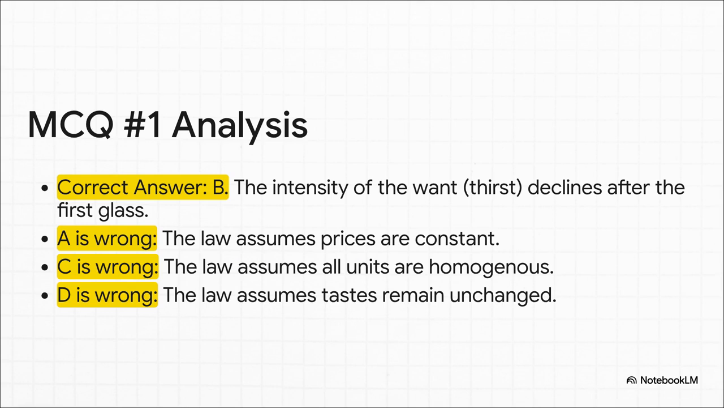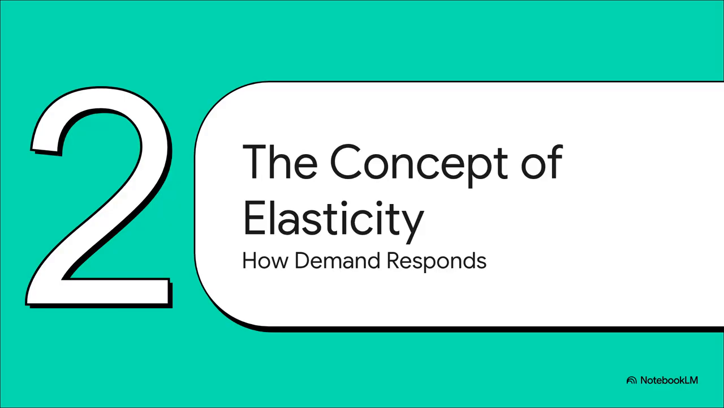The whole reason the law works is that the intensity of your want, in this case your thirst, goes down after that first glass. You're just not as thirsty anymore. Now let's see why the others are wrong. A, C, and D are all incorrect because they each violate one of the key assumptions of the law that we just talked about. Okay, great.